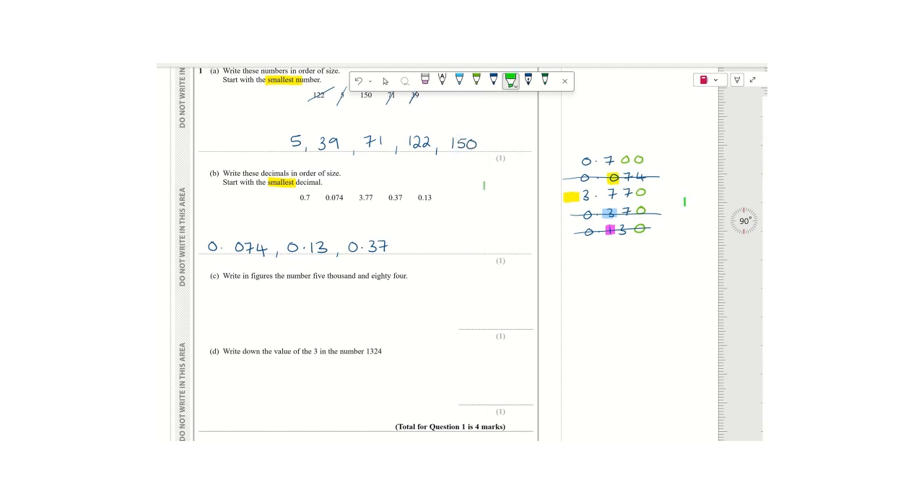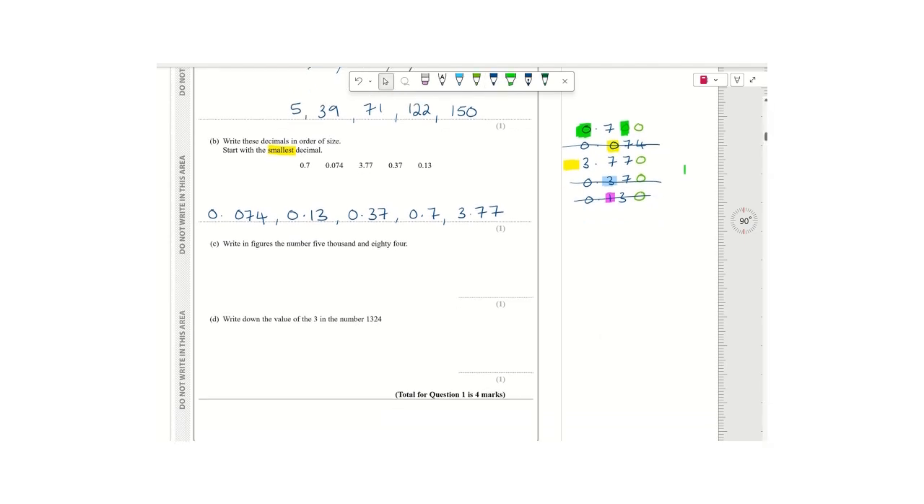And then I've got to decide between the two that have both got a 7 in the 10th column. Well, if we then look at the next column, at the hundredths, this one's got a 0, which is smaller than the 7. And also, my fault, I didn't look carefully. Look, this one is the one with the 0 at the front. This one's got a 3. So it's actually going to be 0.7 next, and then 3.77 last.